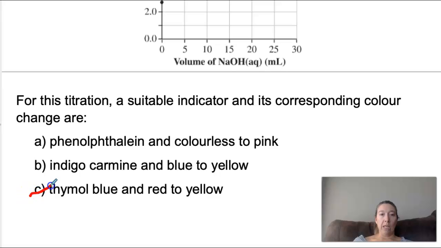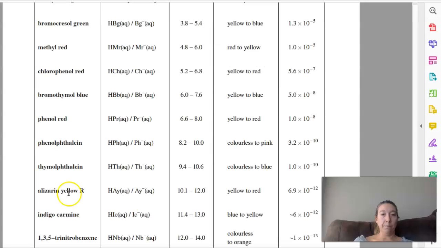So we're left with, no, I just totally crossed the wrong one out. That indigo carmine is out. So either it's going to be thymol blue or phenolphthalein. It's just going to come down to the color change that we have happening. So phenolphthalein, colorless to pink. When we look here, phenolphthalein, we're starting with an acid, so it is going to go to pink. So that one definitely works.